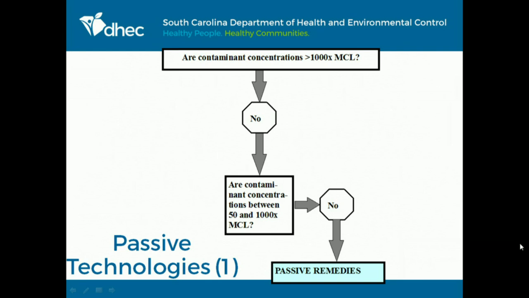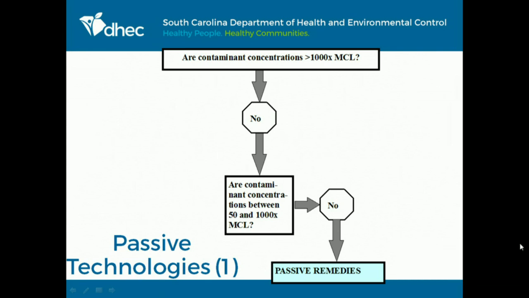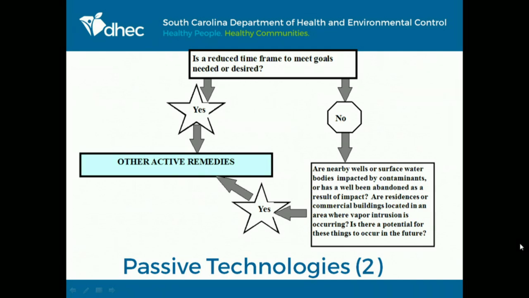No. Then the question becomes sensitive receptors. Are nearby wells or surface water bodies impacted by contaminants? Has a well been abandoned because of impact? Are residents or commercial buildings located anywhere in the area where vapor intrusion could be of concern? Is there a potential for these things to occur in the future?